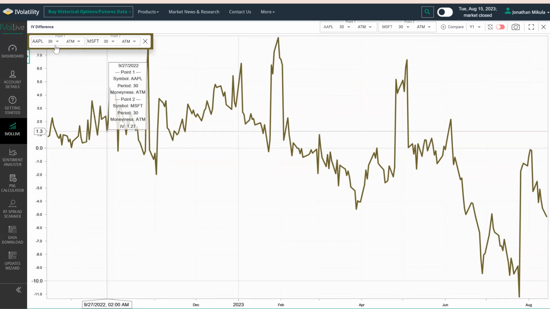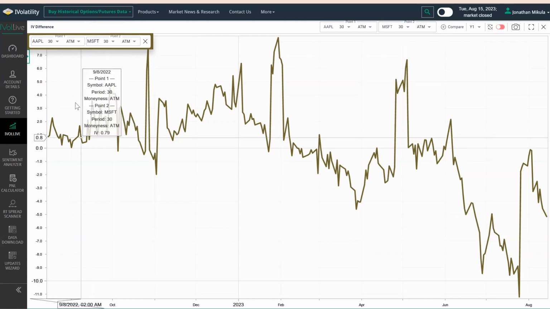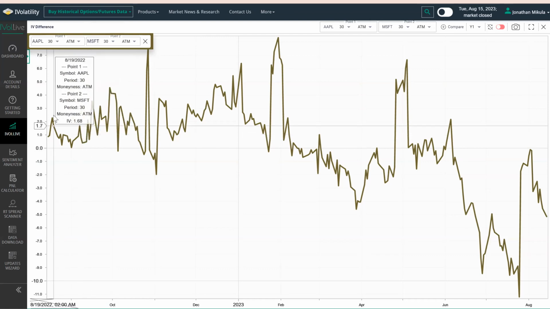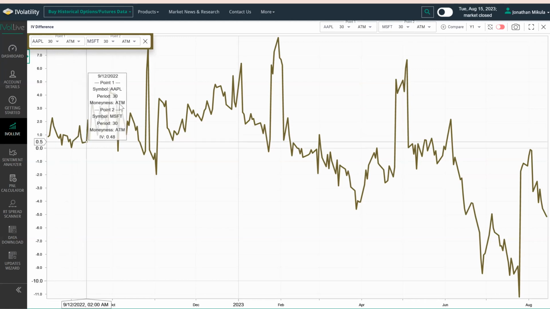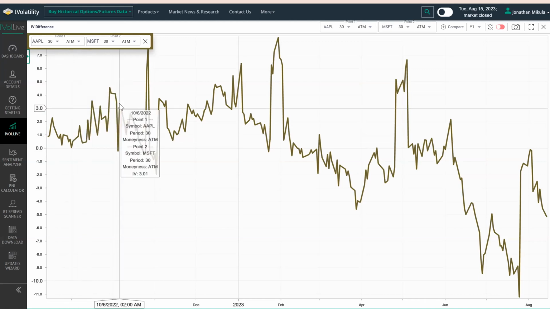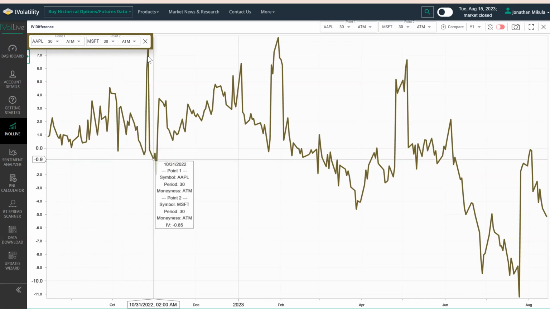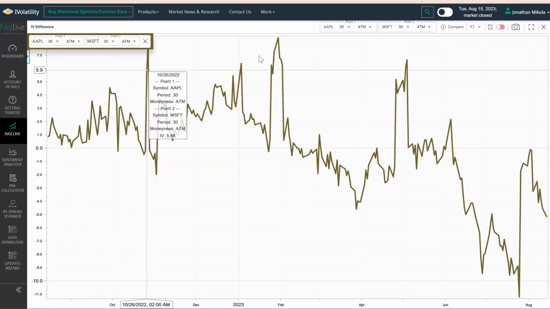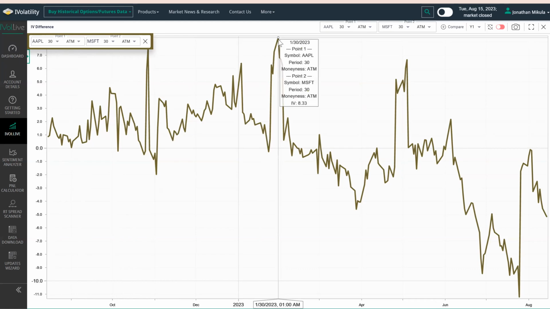What I like to do is compare two peers. So in this case, I'm comparing Apple and Microsoft. And what I like to do is see when the relationship gets completely out of whack, because that kind of tells me when one is getting very expensive or maybe when one is getting very cheap. So for an example, at these peaks, we could see that Apple's implied volatility is much, much higher than Microsoft's, right? That's what this is telling us.